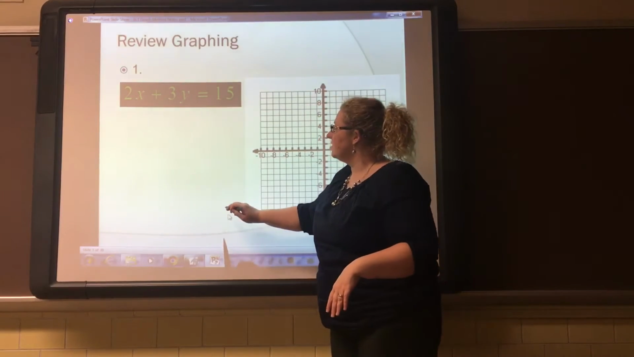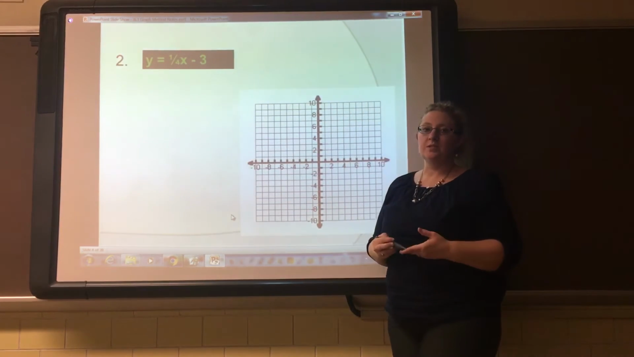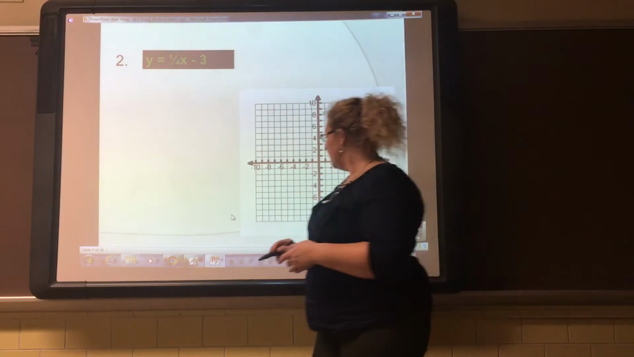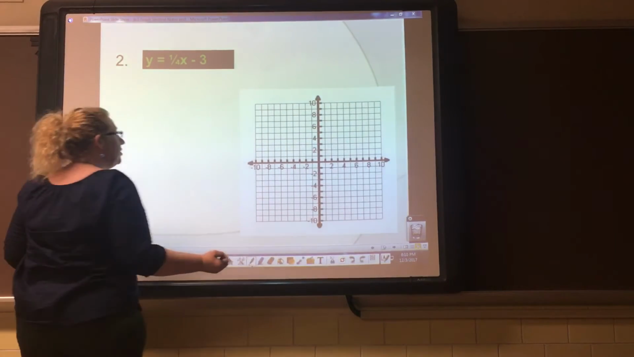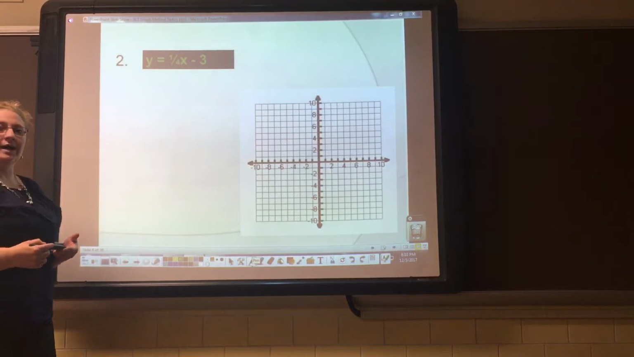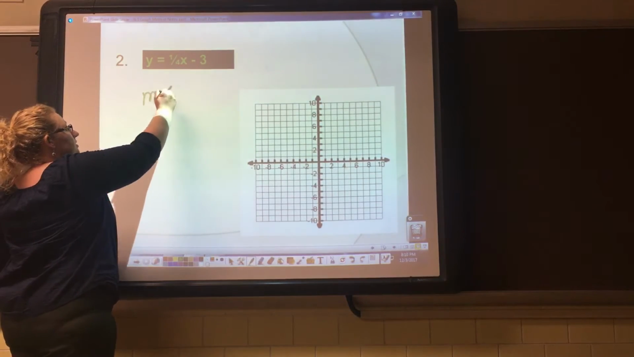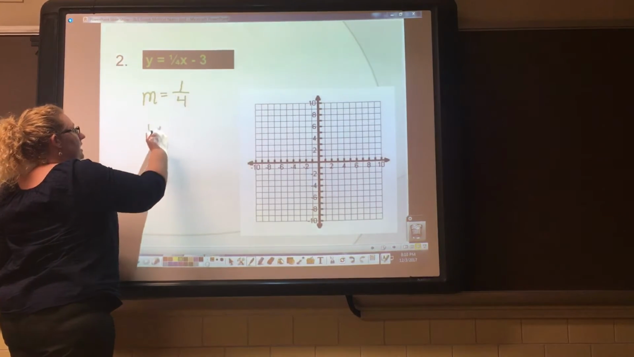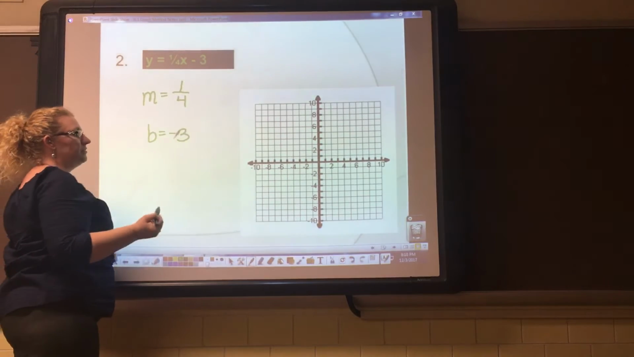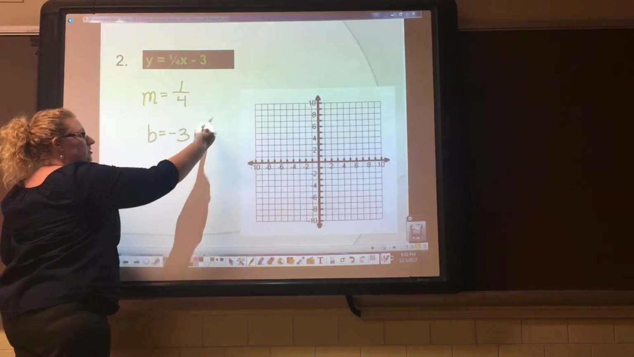All right, let's go ahead and take a look at our second example. This one you guys will see is already in slope-intercept form. So since it's in slope-intercept form, we need to identify our slope and our y-intercept. So our slope is 1/4, and our y-intercept is -3. So we're going to always start with this first.